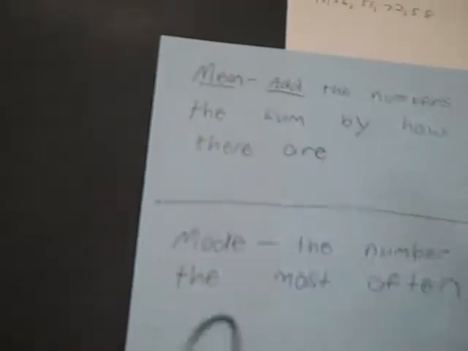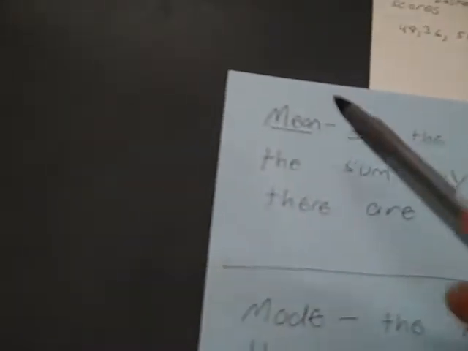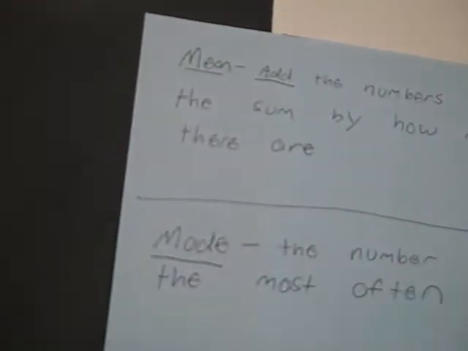We're going to be learning about 3 terms. We have the mean, the mode, and the median. And on this sheet right here, it tells us how we're going to find each particular one of those.